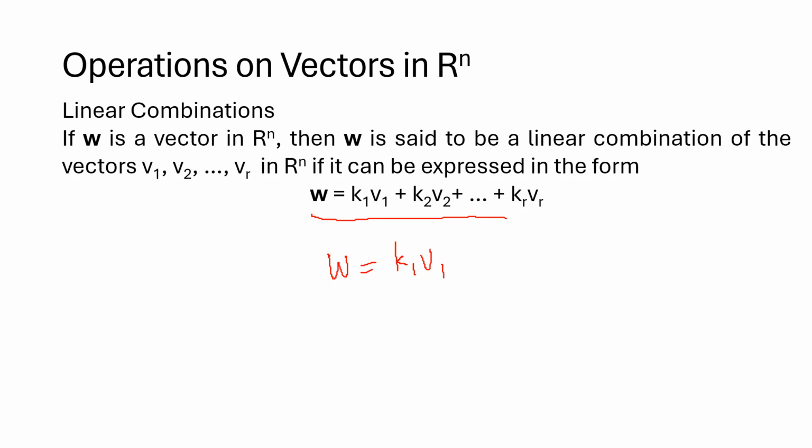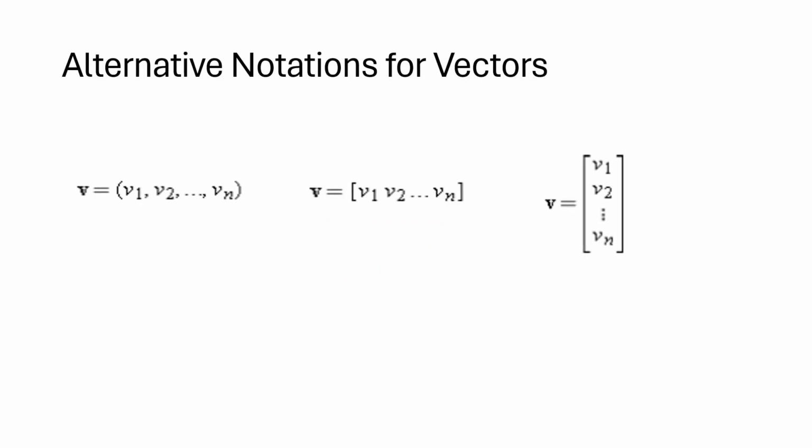So, alternative notations of vectors. Up to now, we have been writing vectors in R^n using this notation. We call this comma-delimited form.